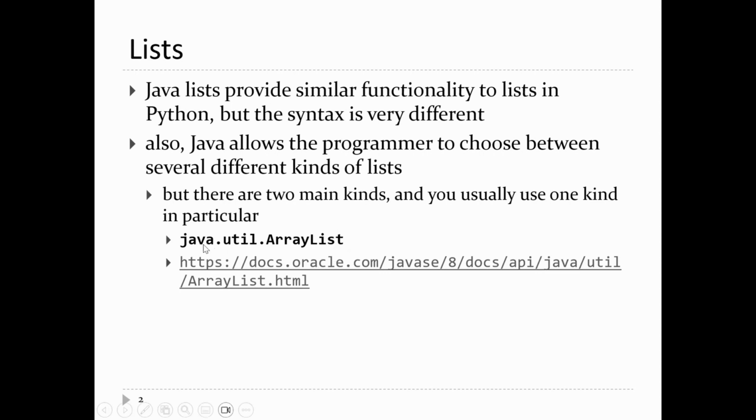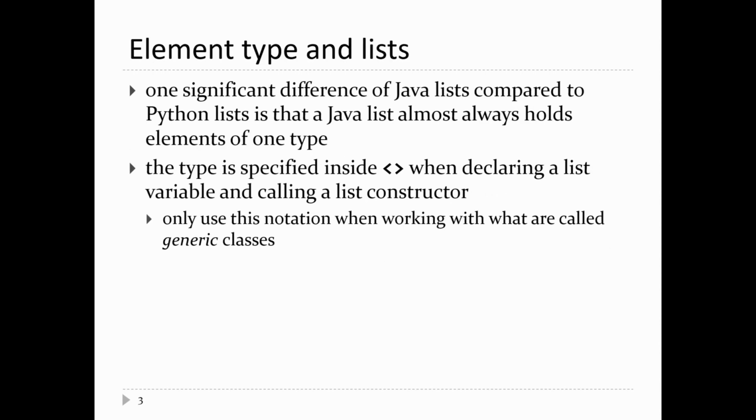So its full name is java.util.ArrayList. And so it's just the class ArrayList. It lives in the package java.util. There's a link to its documentation, well, the version 8 of the language anyway, if you want to read about what it can do.